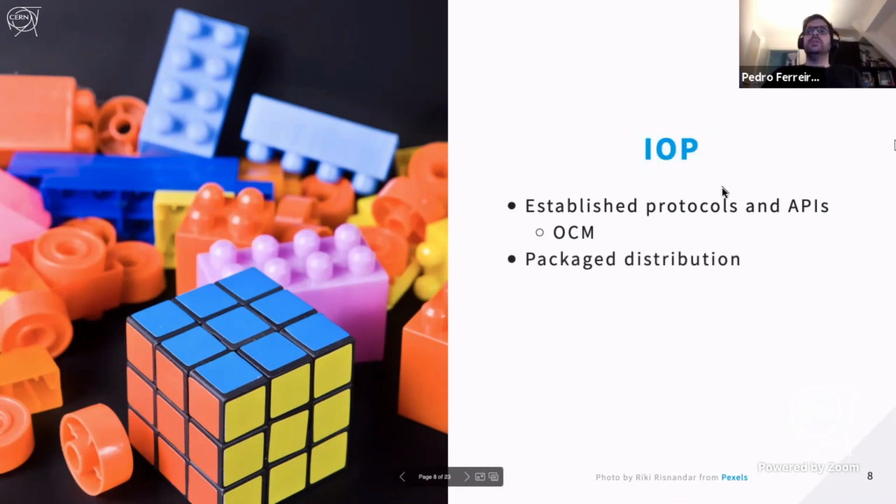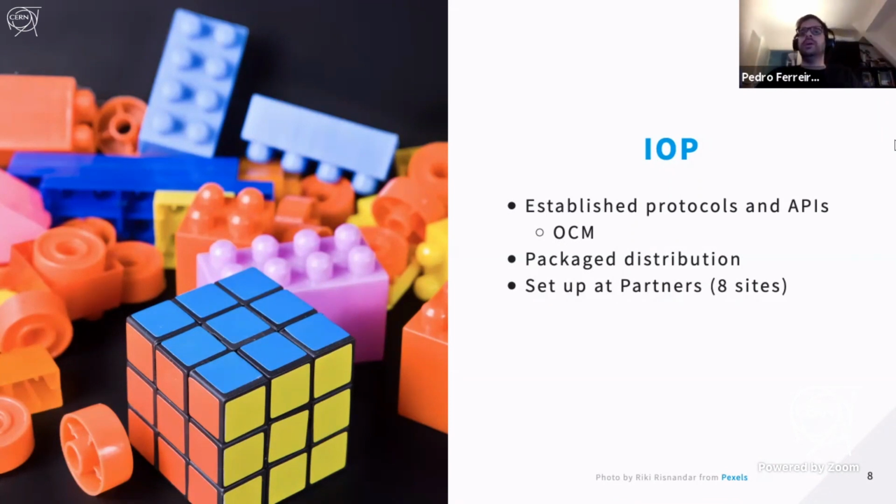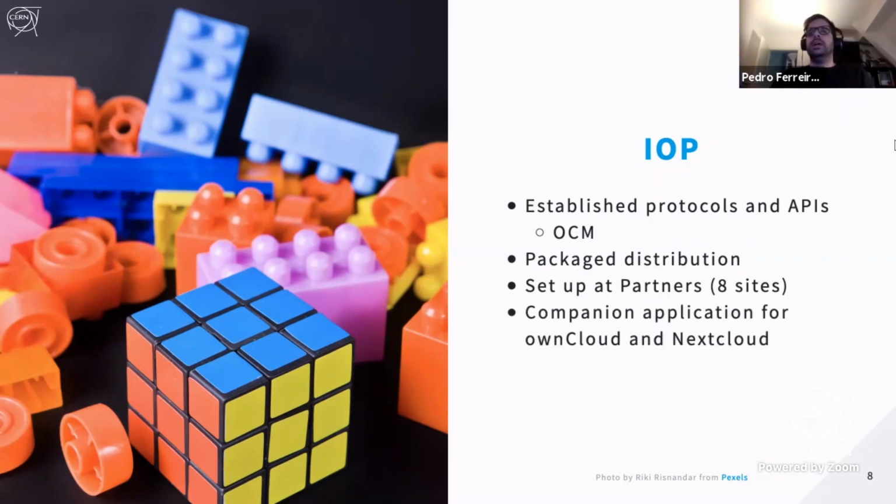Sorry. We set up a package distribution which the partners then installed on their own nodes. So we currently have 8 sites interconnected already in this proto mesh based on this distribution which we've set up. And we've also created a companion application which actually does this automatic onboarding into the mesh.